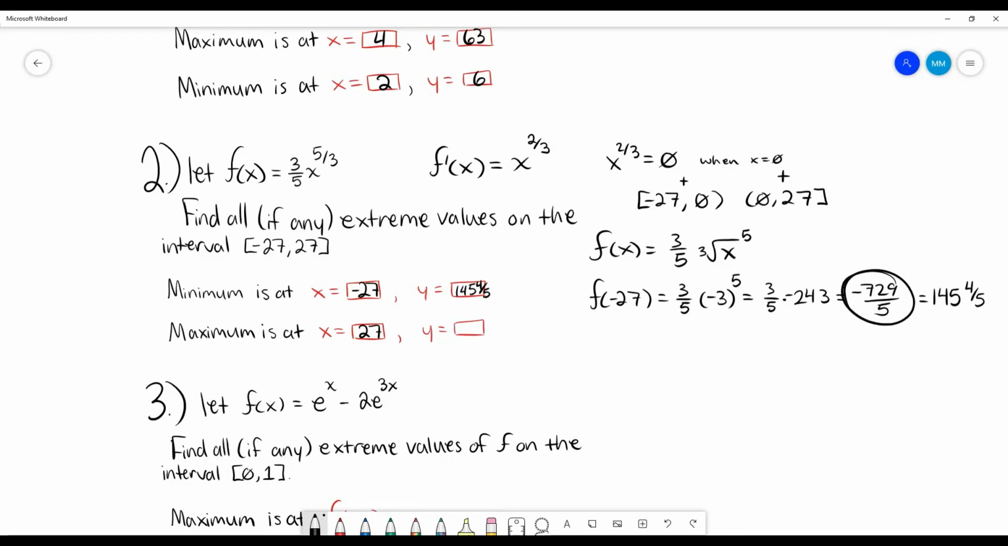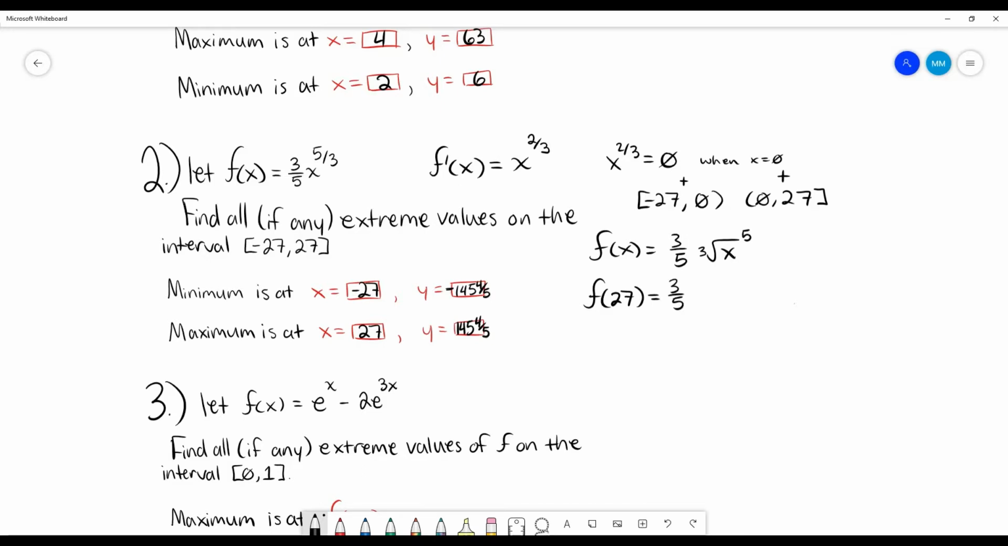Oh, that's our minimum. This should be negative. Oops, there we go. And now we plug in our positive 27 to figure out our maximum. And because we're just plugging in the positive and negative versions of these numbers, what's actually going to happen is we're going to get the exact same thing, but positive. But I will go ahead and still do that for you, just so you can see that more clearly.